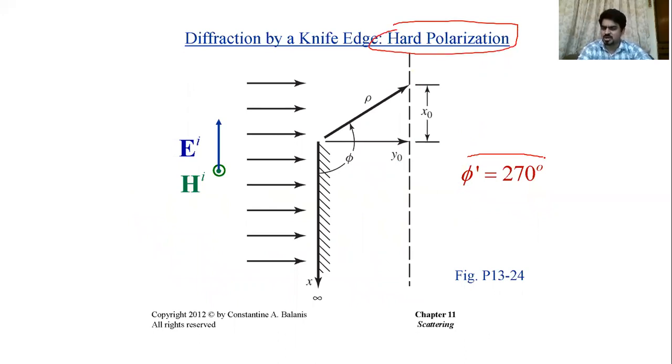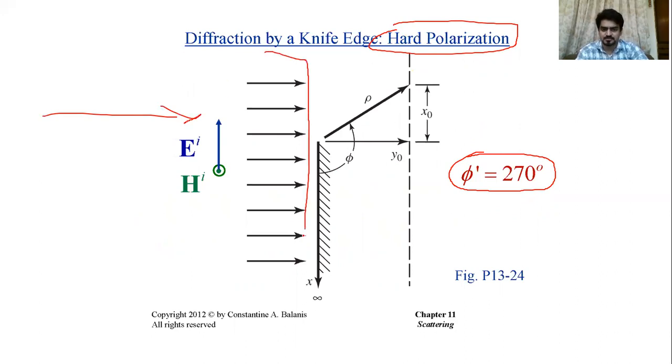And again, make sure that our source is located at phi prime equals 270 degrees. That means it is in the YZ plane, in the negative y direction. It is here. The waves are incident from there. The source is located in the negative y direction.